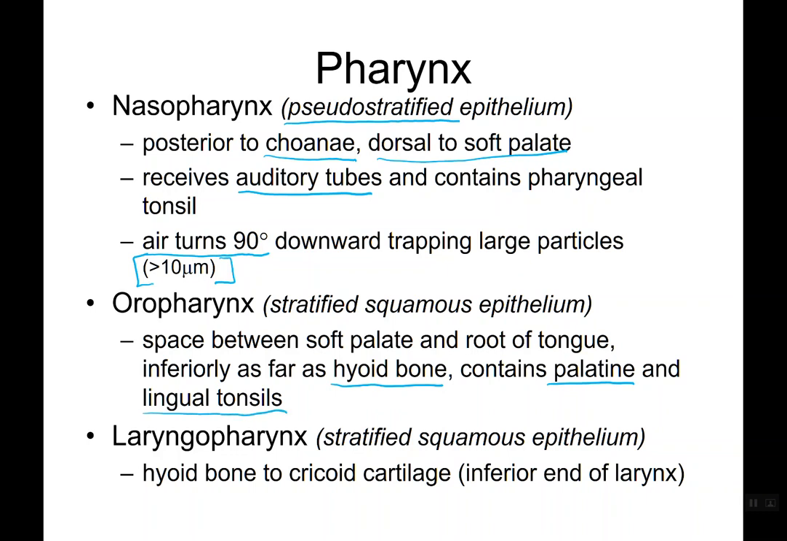The laryngopharynx is also stratified squamous epithelium, and this is from your hyoid bone down to your cricoid cartilage, which is a cartilage you'll learn a lot more about in lab. And this is the bottom of your larynx, right before the trachea.